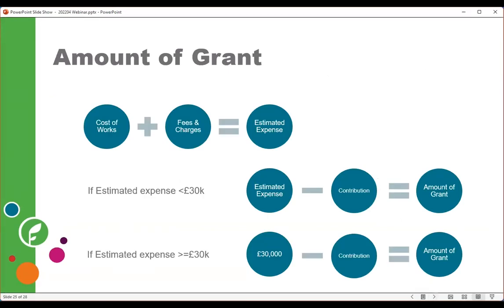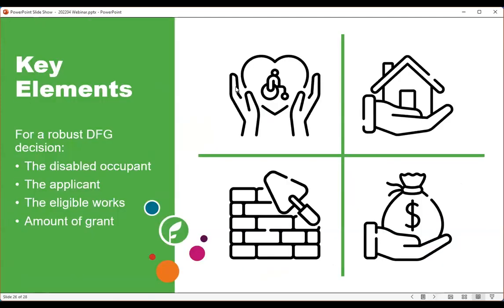So in terms of the amount of grant, you take the cost of works, you add the fees and charges, and that's your estimated expense. If your estimated expense is less than £30,000, then you knock off any contribution from that to get the amount of grant. If the estimated expense is over £30,000, then it's £30,000 less your contribution that gives your amount of grant. And those are your 4 key elements of a DFG application, or kind of eligibility for a DFG application.